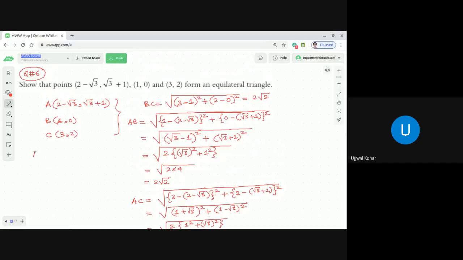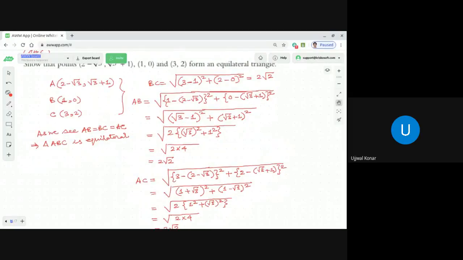As we see, AB is equal to BC is equal to AC. This implies triangle ABC is equilateral. Correct, dear students? Anyone has any doubt, please do let me know. Otherwise, I can proceed to the next question, dear students.